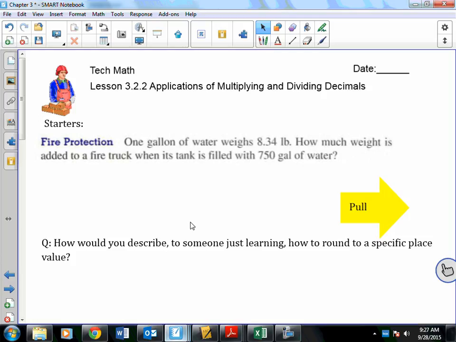So our starter is this question. One gallon of water weighs 8.34 pounds. How much weight is added to a fire truck when its tank is filled with 750 gallons of water? So pause the video now. Take about a minute to give it a shot yourself, and then we'll come back and talk about it.